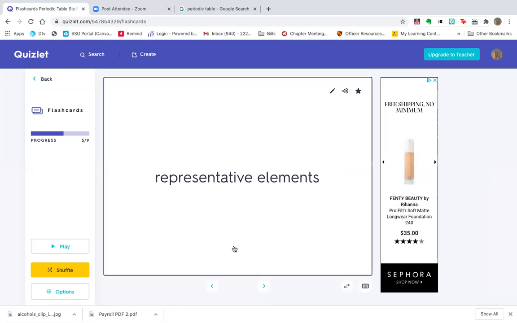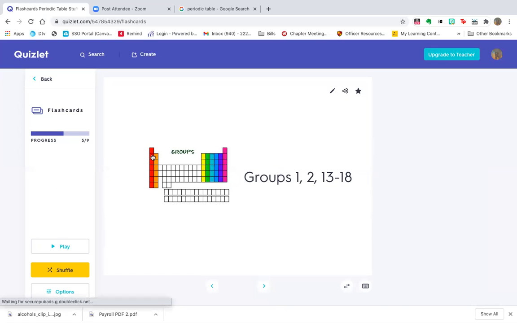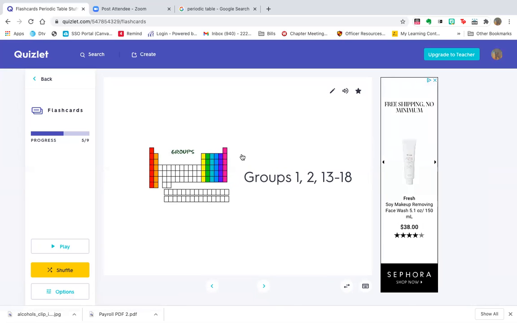Yeah, I got it. That's going to be groups 1, 2, and then 13 through 18. Those are considered the representative elements. Those are just the elements that you're going to be using the most when you're talking about chemical reactions and stuff, because you're not really going to use any of these as much because they're a lot more confusing with the way they form cations. You're mainly going to be dealing with groups 1, 2, and then 13 through 18. So just the raised part of the periodic table.